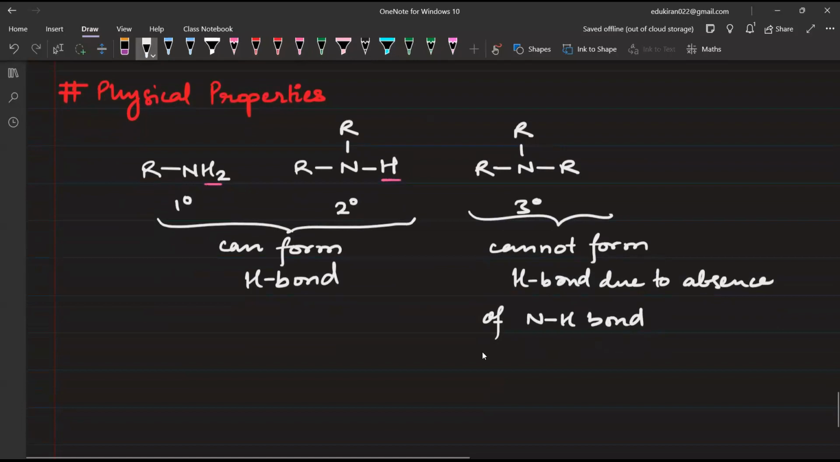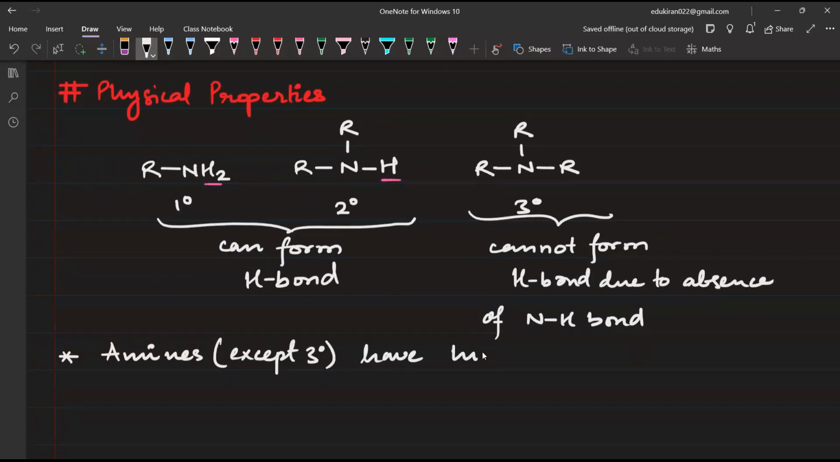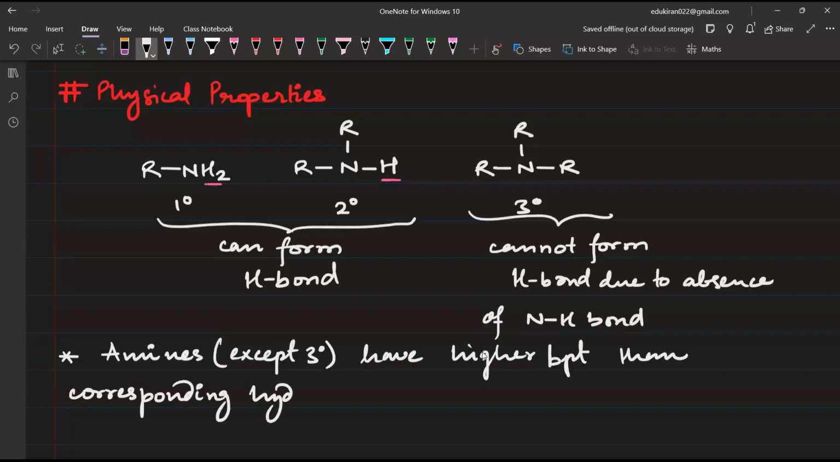Okay. Now, first of all, you will write a point. Since the 3 degree cannot form hydrogen bond, its boiling point will be lower. But in general, if we talk about amines, then please write amines except 3 degree have higher boiling point than corresponding hydrocarbon and polar molecules.